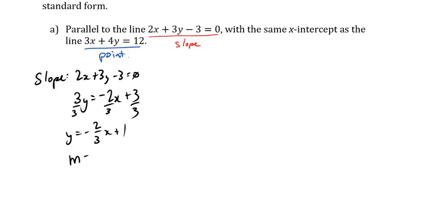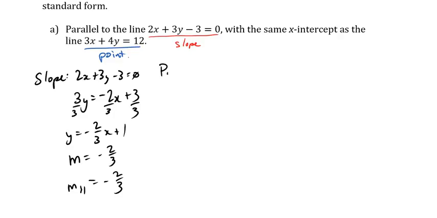So the slope of this line is negative 2 over 3. So a parallel slope is negative 2 over 3. It seems ridiculous to write it out, but it's useful to organize your thinking, and to show your thinking, what you're trying to do. Everybody good so far? Does this make sense?